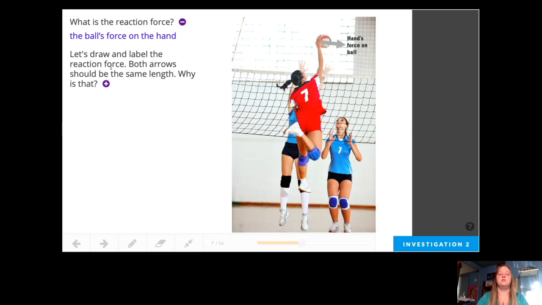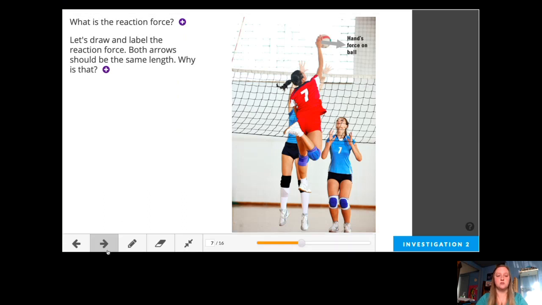Let's draw and label the reaction force. Both arrows should be the same length. Why do we think that is? When we think about Newton's third law of motion, the second object, which is the ball, has to have an equal strength of force in the opposite direction. So we draw it in the opposite direction, but of equal amount. The length of the force arrow indicates the strength of the force, and the forces are equal in strength.